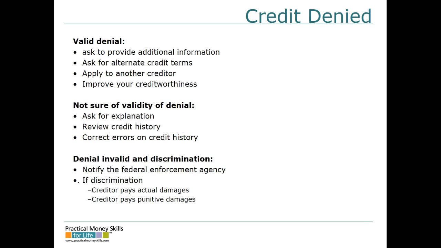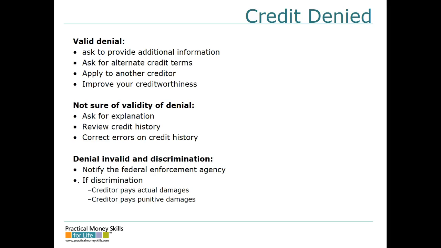That can be done, and if you believe the reason for the denial is invalid and you were discriminated against, then you need to notify the federal enforcement agency whose name you were given by the creditor. Remember that there are laws that occurred in the 70s that protect us from this. The federal enforcement agency will investigate and report back to you.